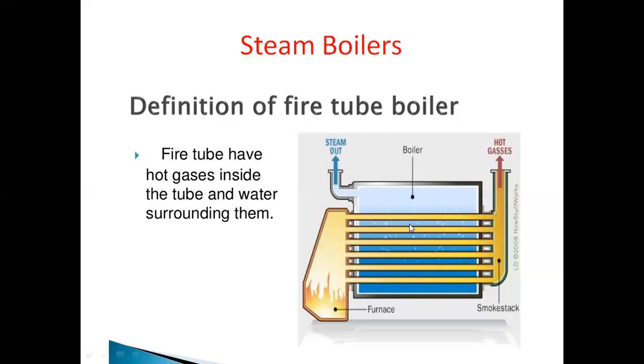The heat in the hot gases is transferred to the tube, so that the temperature of the water increases. It converts into steam, and the steam is sent from here. Then the hot gases go through the chimney and are supplied to the atmosphere.